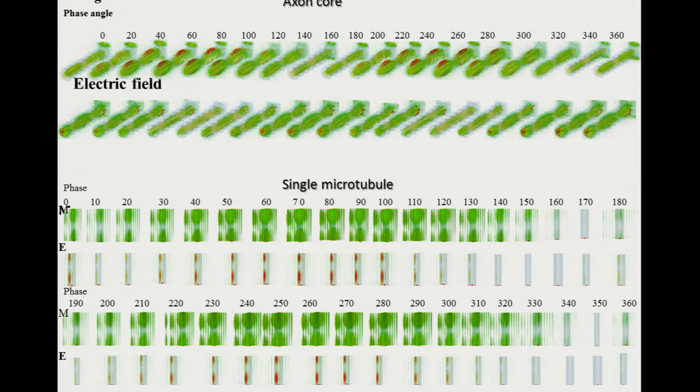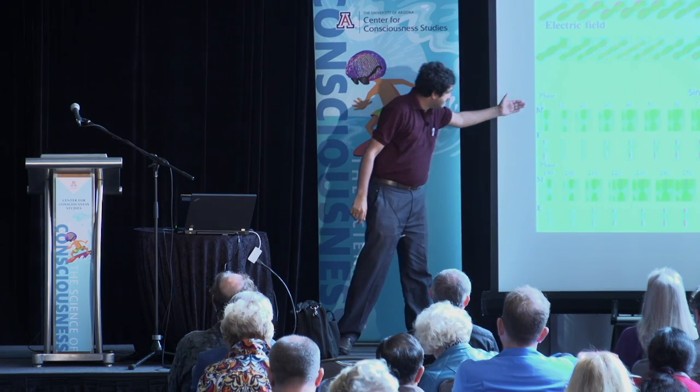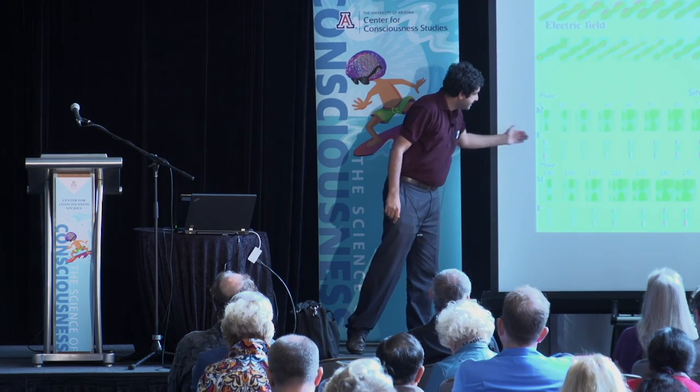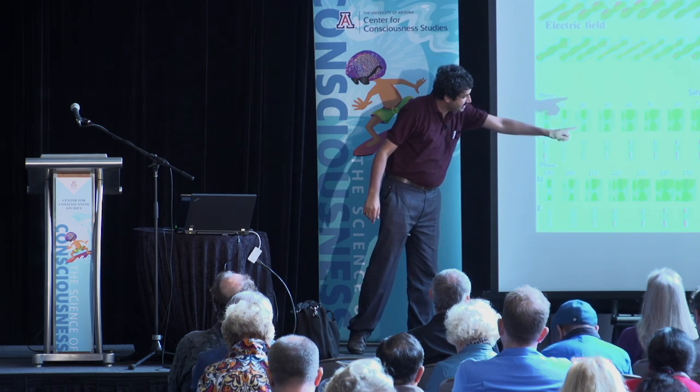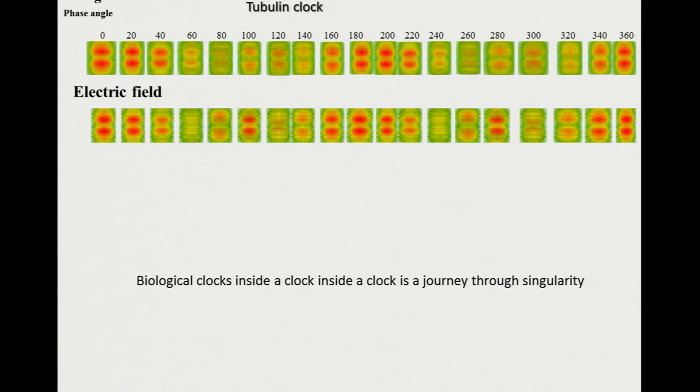for the axonal core, and a single microtubule. You can find that magnetic energy is dominating when you see the 360 phase at resonance, how it is clocking. So beep, beep, beep, beep, the resonance vibrations. You can see this is the magnetic energy, and this is the electrical energy. At 360 degrees, you can see how the clocking occurs. And also in the tubulin protein.